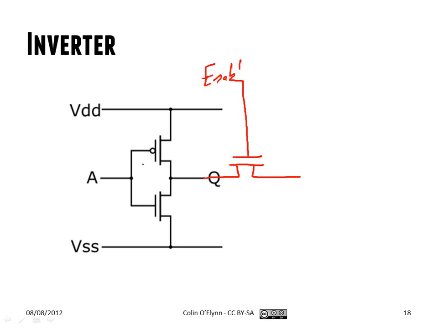And this gate functions as a switch. If the enable line is high, it connects the output, so it's either high or low. If the enable line is low, it just disconnects the output completely. And it's in what we call a high impedance or high Z state. In this state, it's basically like you unplug that output completely.